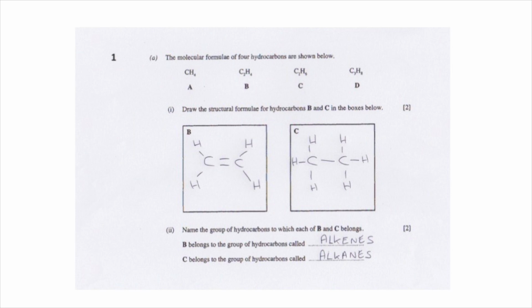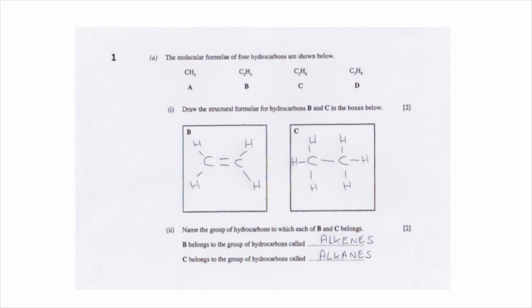So now let's go for the answers to question 1. So for 1A part 1 is asking you to draw the structural formula for hydrocarbons B and C in the boxes below. So for B it is C2H4, so that is an alkene. And you know this because an alkene has double the number of hydrogens to carbons. So the structural formula is a carbon-carbon double bond and then 4 CH bonds. So I've drawn that in the box for B.